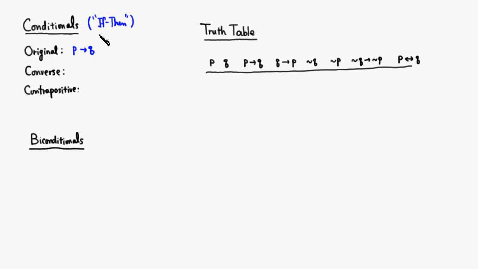The if part is called the hypothesis. So P in this case is called the hypothesis. And the then part is called the conclusion.